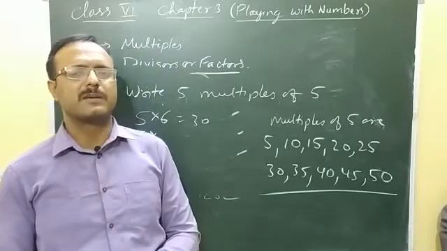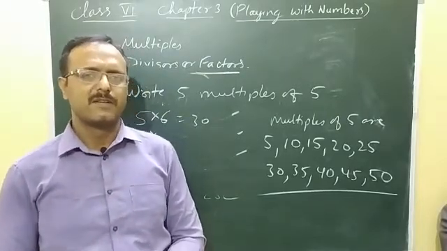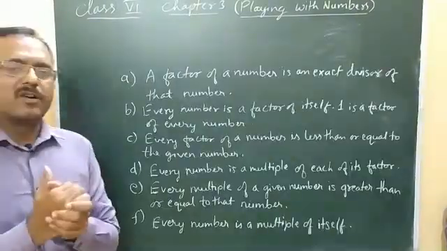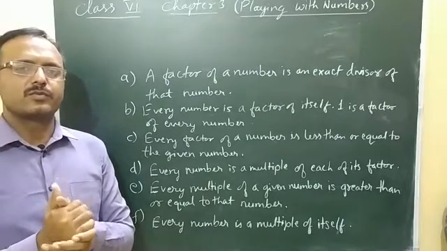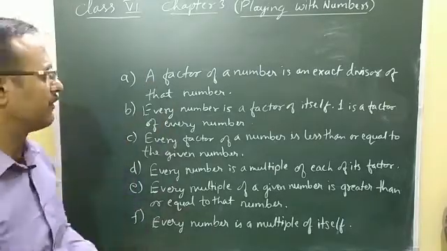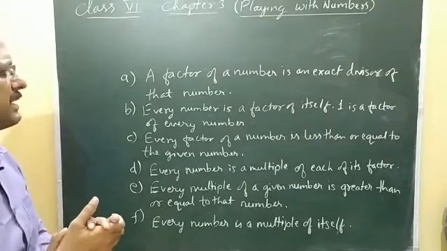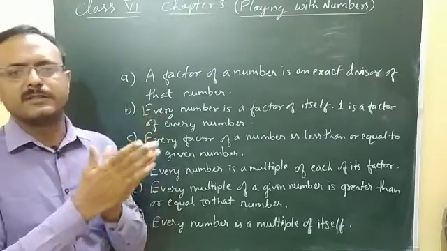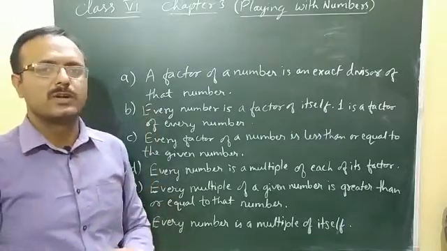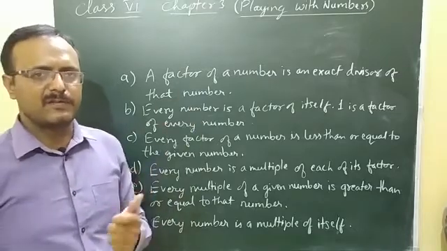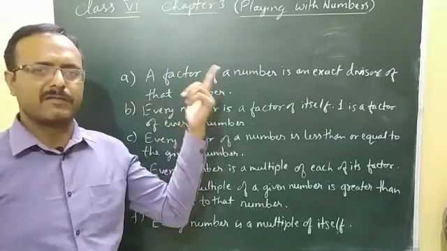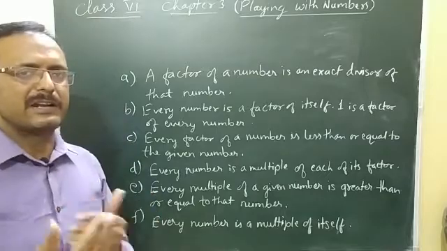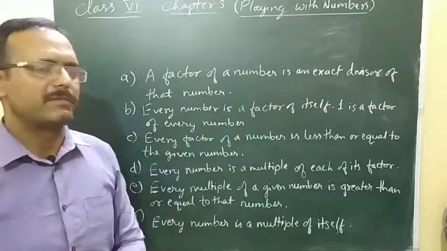Now we are going to discuss some of the important facts or discoveries related to multiples and divisors. The first one is: a factor of a number is an exact divisor of that number. What does it mean? If you have a number, suppose 6, then its factors are 2, 3, 1. These factors will exactly divide the given number. That means the remainder after dividing will be 0. So factors are always the exact divisors of the given number.